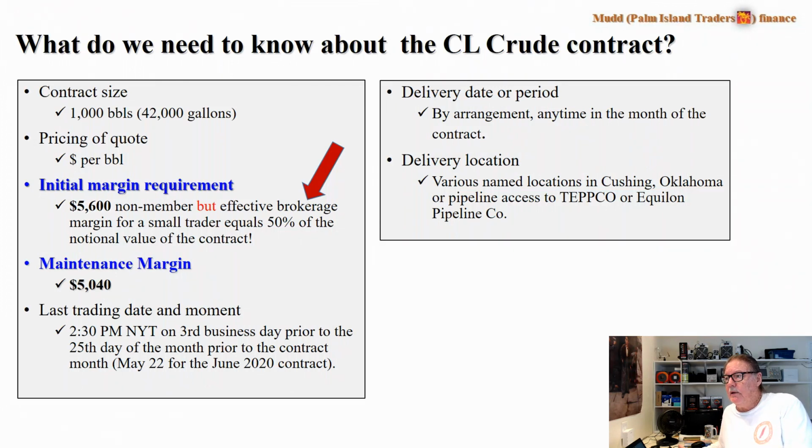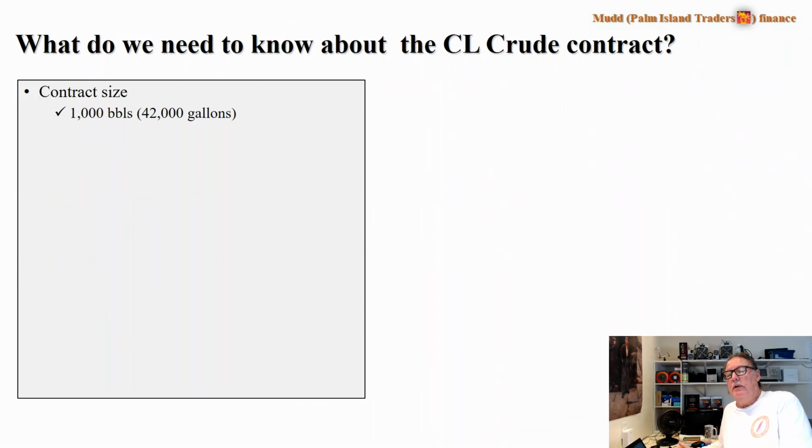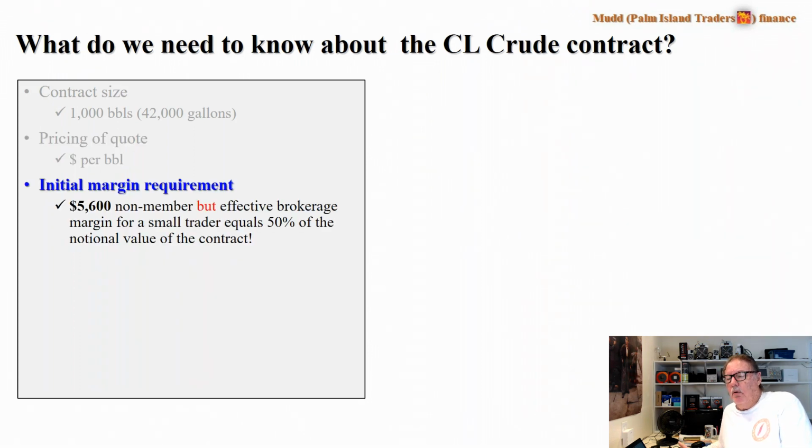So let's systematically go through what you need to know about the CL crude contract. First of all, you need to know the contract size. For crude oil, it's 1,000 barrels or 42,000 gallons of crude oil. Remember, for the giant SPX contract, it's $250 times the value of the index. So you always need to know the contract size. You need to know how it's priced, dollar per barrel or pennies per gram or whatever. Obviously, that is self-evident.